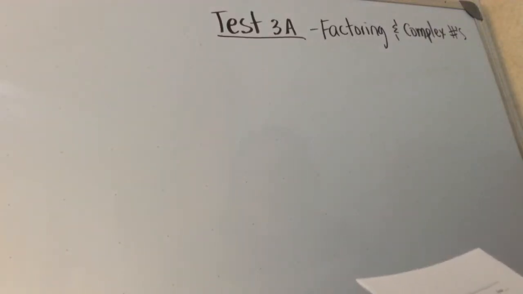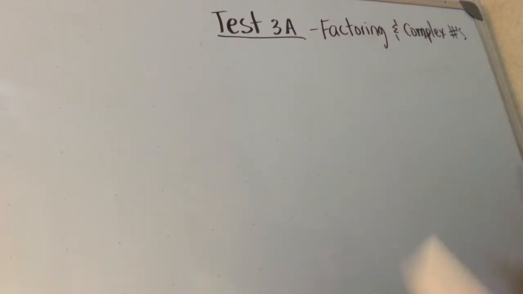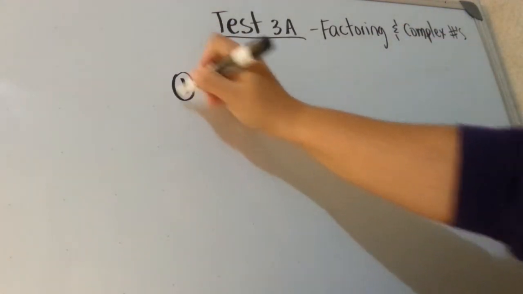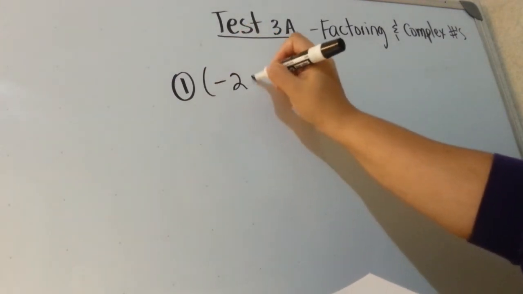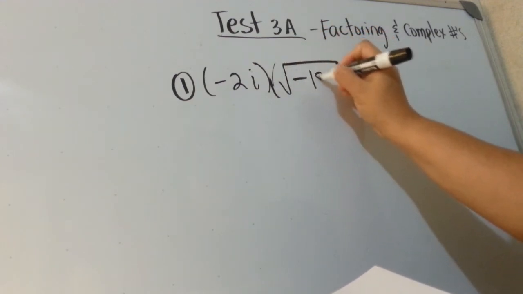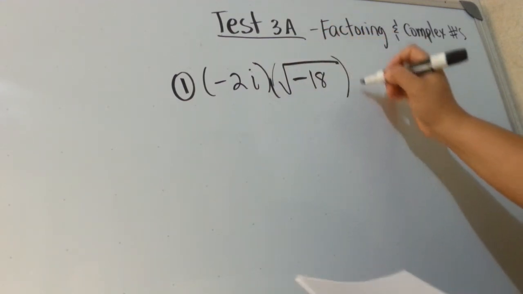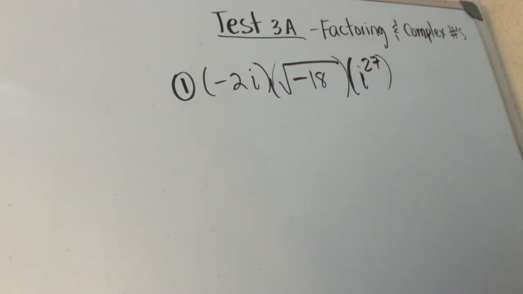Alright, in this video we're going to review test 3 on factoring and complex numbers. The first question on this test was negative 2i times the square root of negative 18, times i raised to the 27th. You had to simplify this, and it was a multiple choice question.